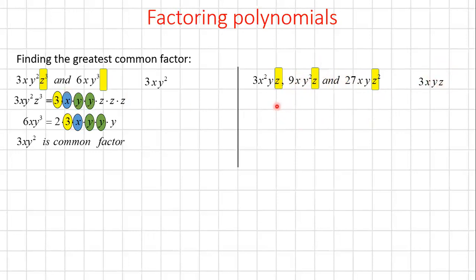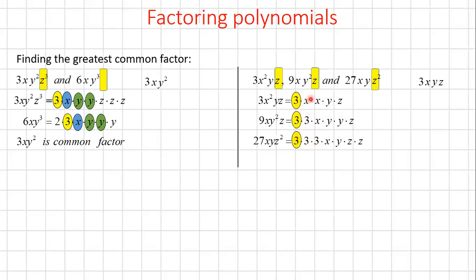Let's look at another way. You can write 3x squared yz as 3 times x times x times y times z, and write the second term 9xyz squared in the same way, and then the third term. Now what's common? 3, 3, and 3, x, y, z, z. The greatest common factor is 3xyz.